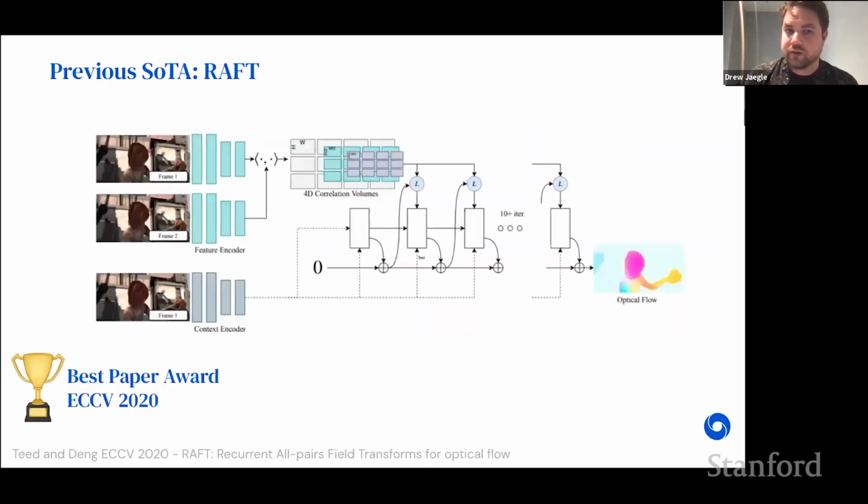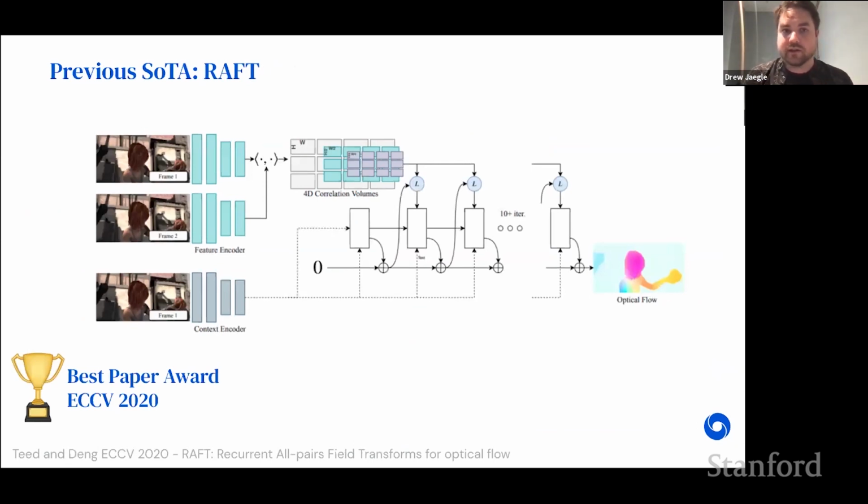Optical flow is also interesting because it's basically the locus of some of the most complicated visual architectures in the literature. The previous state-of-the-art result here is a method called RAFT, which won the Best Paper Award at ECCV last year. I'm highlighting this to give you a sense of how much work people put into hand engineering these architectures.